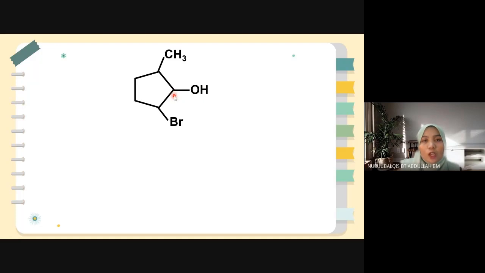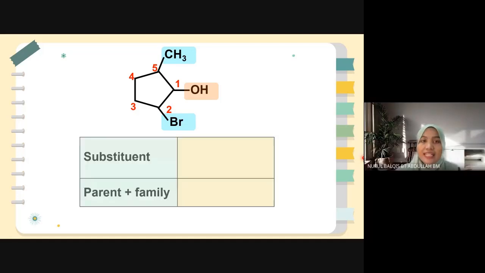Lepas tu kita tengok combination dia akan sama tau. If you pusing kanan, 1, 2, 3, 4, 5: 1, 2 and 5. If you pusing kiri, 1, 2, 3, 4, 5: also 1, 2 and 5 juga. Jadi kita tengok apa pula kita punya kriteria untuk naming dia. Alphabet. So who comes first, bromo or methyl? Bromo. So kita akan start dengan numbering bromo lah, ke arah bromo.